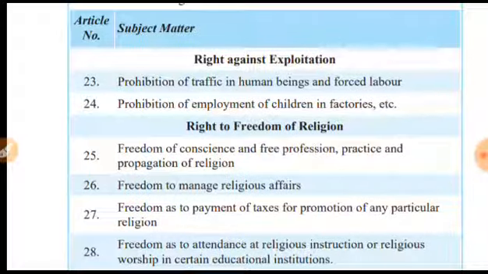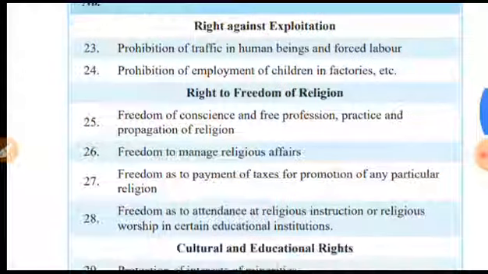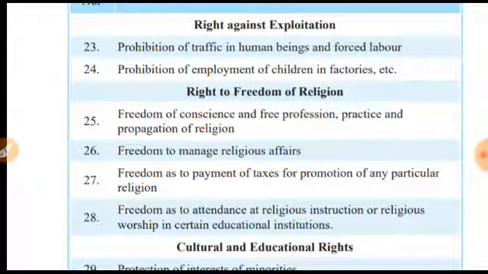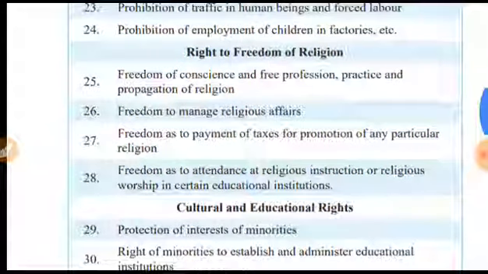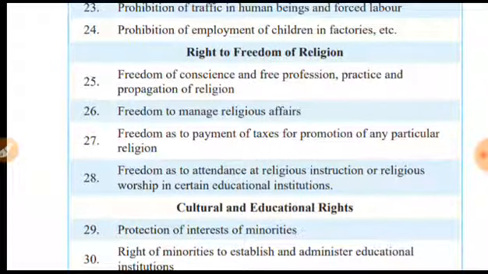Right against exploitation. Article 23, please remember, is prohibition of traffic in human beings and forced labor. Article 24 is prohibition of employment of children in factories. Article 25 to 28 is the right to freedom of religion.